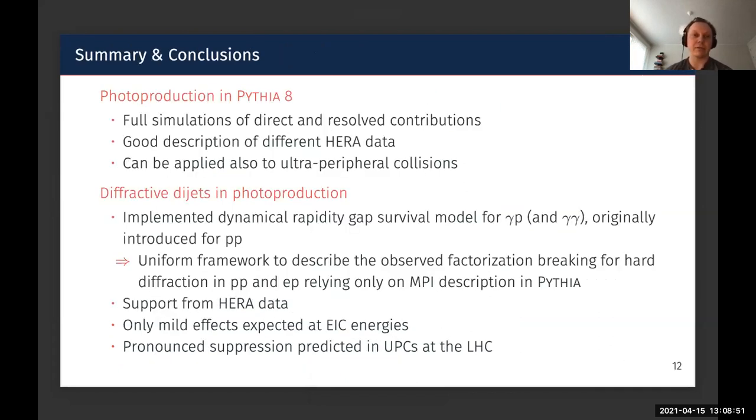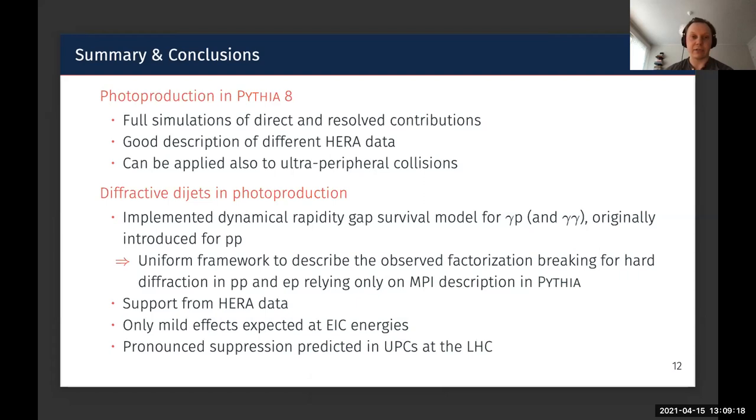To summarize, we have included photoproduction in Pythia, and it currently enables full simulation of direct and resolved contributions. We have found a good description of different HERA data. And this framework can also be applied for ultra-peripheral collisions just by using a suitable flux.